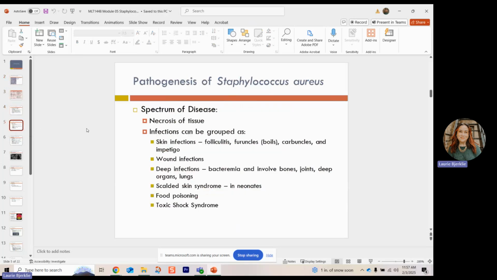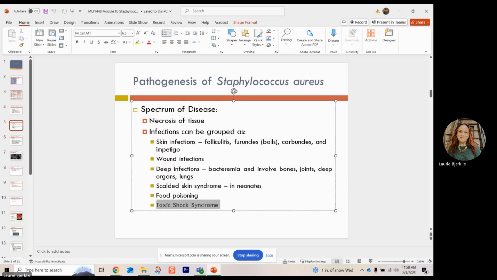So spectrum of disease, pretty much almost anything. Staph aureus can be found in pretty much any infection. So skin infections like impetigo, boils, folliculitis, wound infections. There are also other deep infections, like bones, joints, organs, lungs, so pneumonia there. Bacteremia, so if it gets into your bloodstream, it's commonly seen that way. It can cause sepsis then. Scalded skin syndrome is a big one with babies. Food poisoning, toxic shock syndrome.